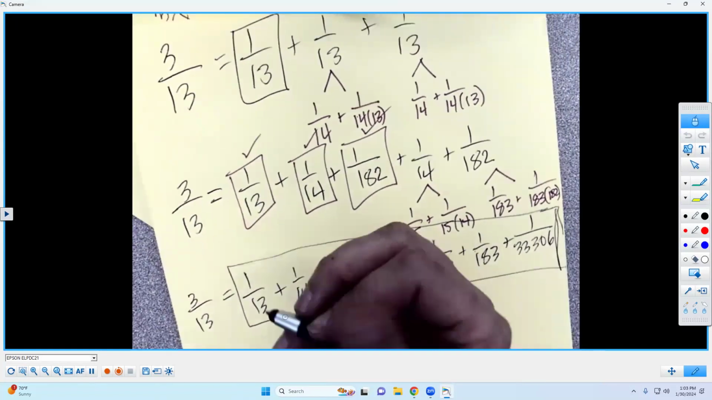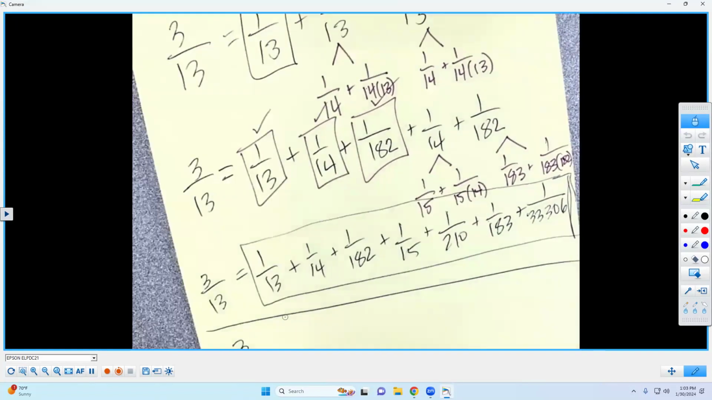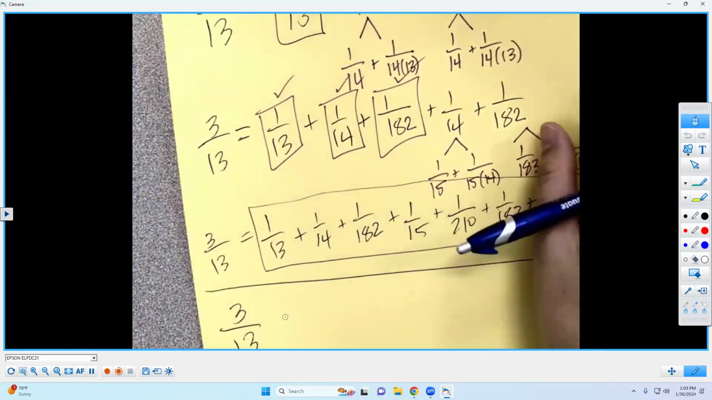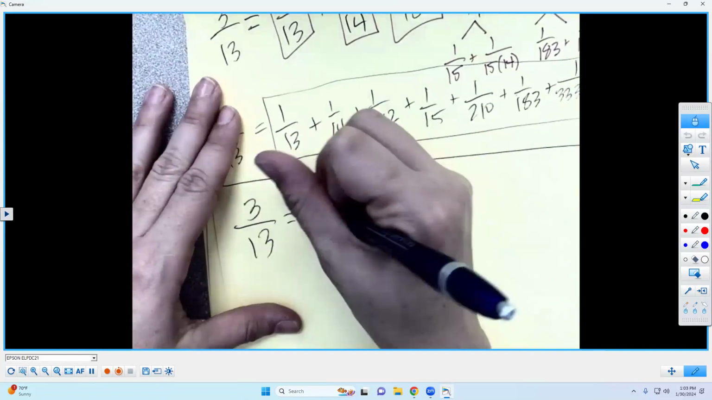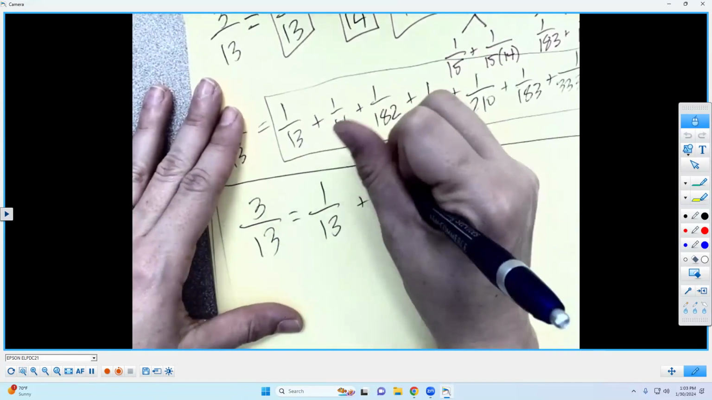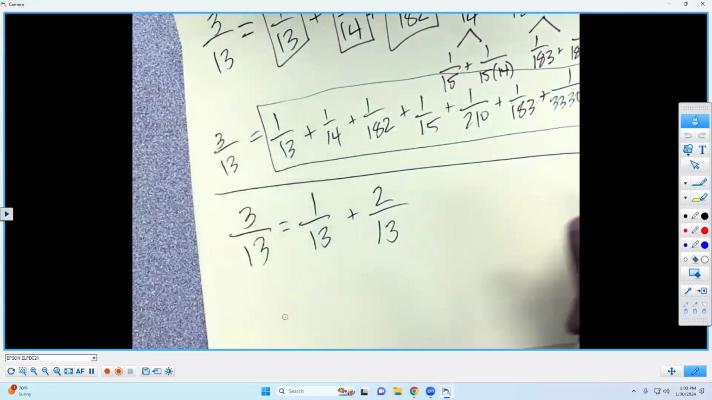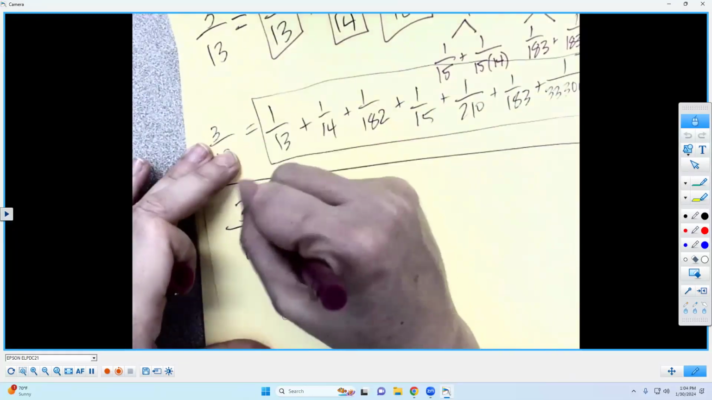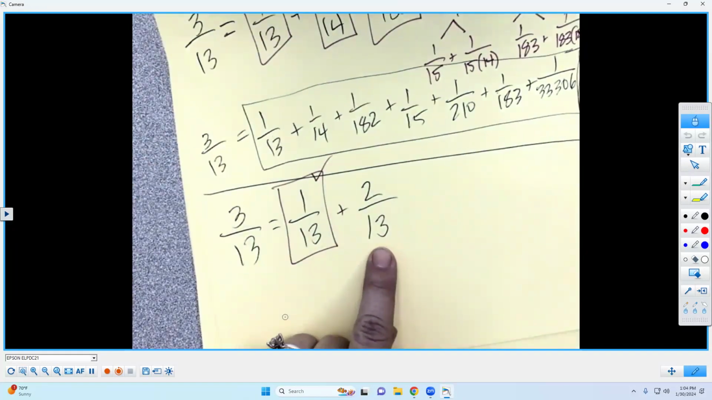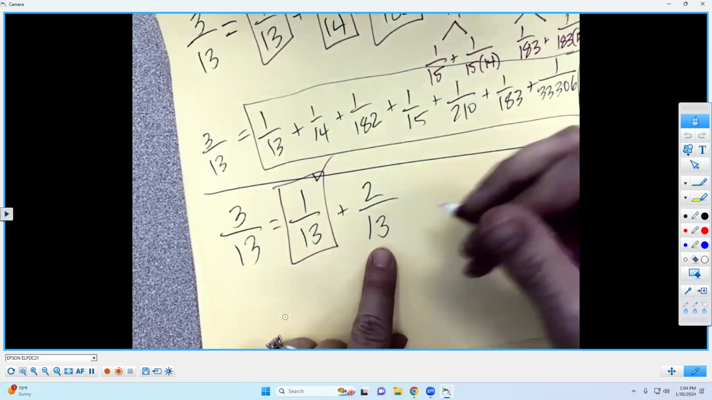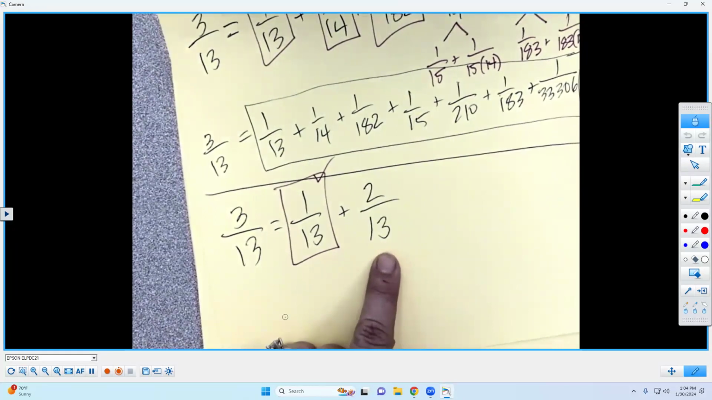Okay. The better way to do that is, instead of splitting 3/13 into 1/13, 1/13, 1/13, let's split it into 1/13 plus 2/13. The reason why I did this is because this one's already done, and now this is with a 2 on top. So when I split it one time, it's going to automatically reduce out and work itself out. 2 on top is where it's at.